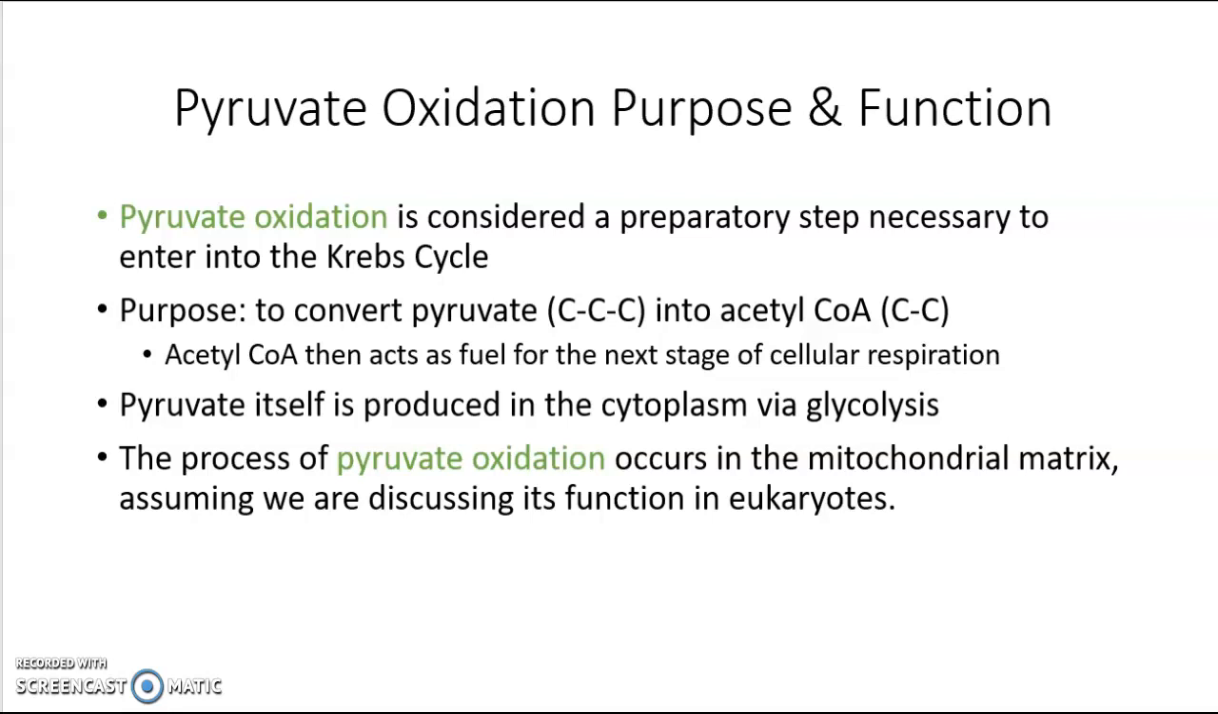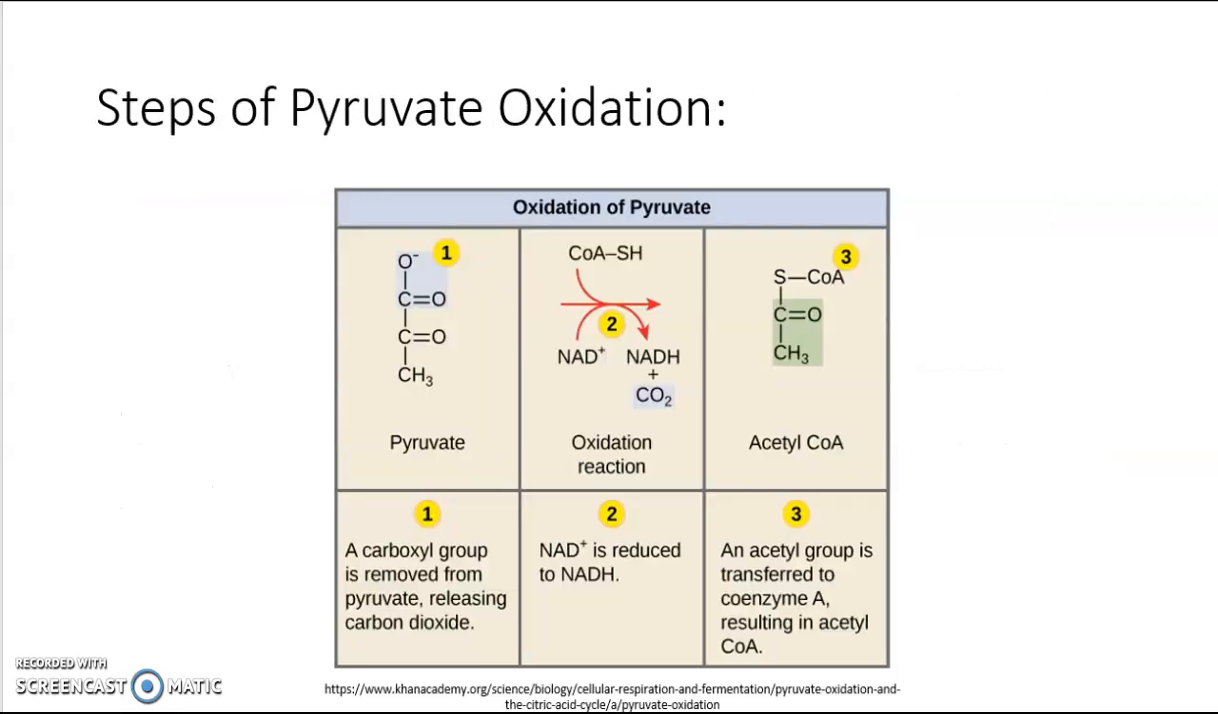Pyruvate itself is produced in the cytoplasm via glycolysis. The process of pyruvate oxidation occurs in the mitochondrial matrix, assuming we are discussing its function in eukaryotes. This chart here shows the steps of pyruvate oxidation. In step 1, each pyruvate loses a carbon atom with the release of carbon dioxide.